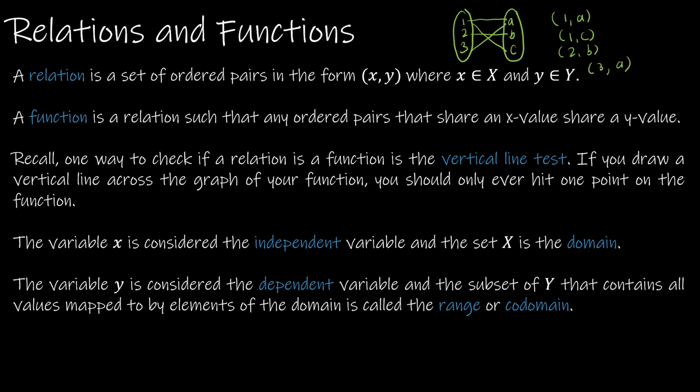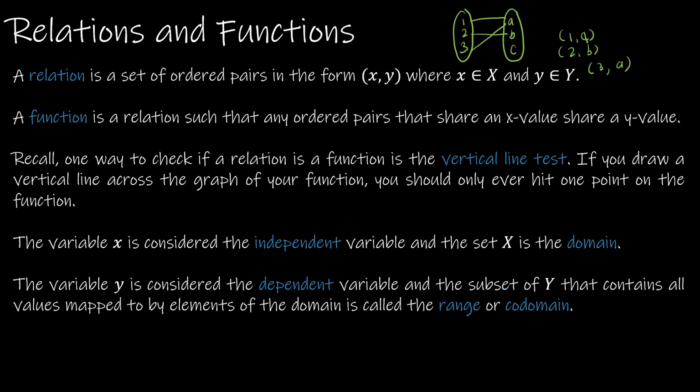Now, the next term is function, and a function is just a relation, but it's specific relations such that any ordered pairs that share an x value also share a y value. So we can see here that 1 maps to both A and C, and therefore this is not a function. If I were to get rid of the first or the second line from 1, now this is considered a function because 1 only maps to C. I could have done the same thing and had 1 map only to A. That is still a function because if the x value is the same, then the y value is the same.